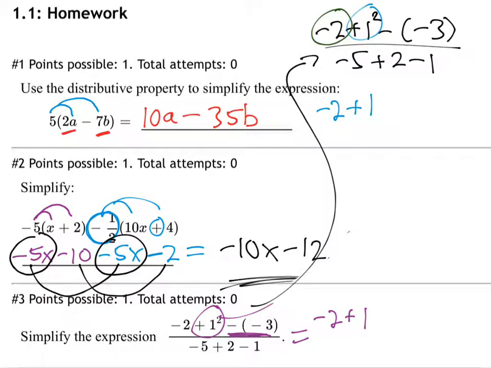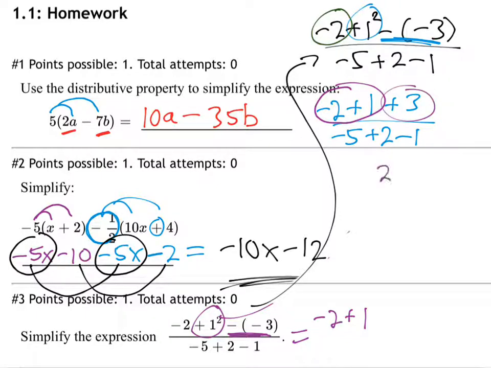Now what happens right here with minus 3? Yeah, the two minuses become plus, don't they? It's plus 3. And then down below, minus 5 plus 2 minus 1. Now let's just combine them, on the top and the bottom. So the top, what is that going to be? Minus 2 plus 1, negative 1, plus 3, 2. Do that right? Yeah. Bottom, minus 5 plus 2.